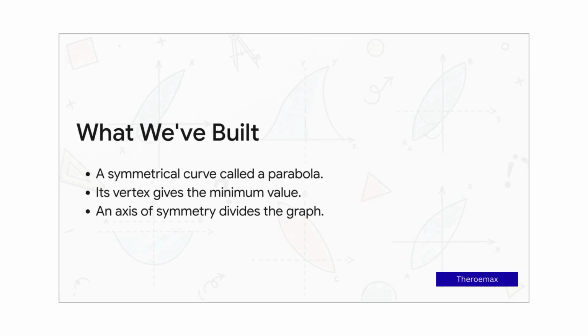So what's the big takeaway here? We've created this predictable, symmetrical curve. We know for a fact that its absolute lowest point, its minimum value, is defined by that vertex at 2, -1. And we've confirmed it's perfectly balanced on either side of its axis of symmetry. See, it's not just a drawing. It's a whole system with predictable, reliable properties.